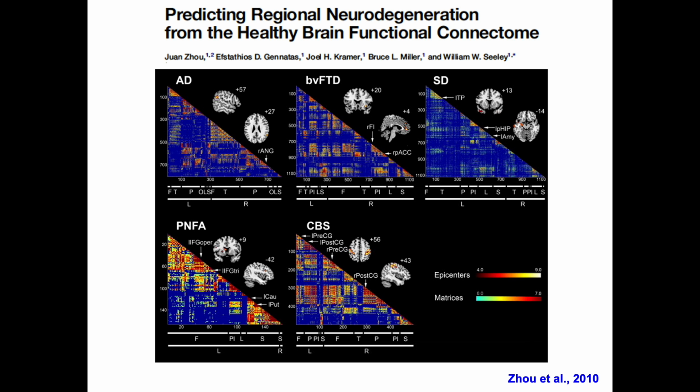In this important study, Helen Zhou and Bill Seeley demonstrated differences between 5 different neurodegenerative diseases, including Alzheimer's and frontotemporal dementia. And the point here is that functional connectivity can be used to differentiate between neurodegenerative diseases and therefore has good specificity and sensitivity.